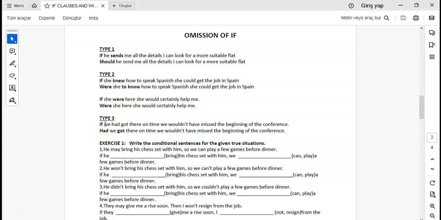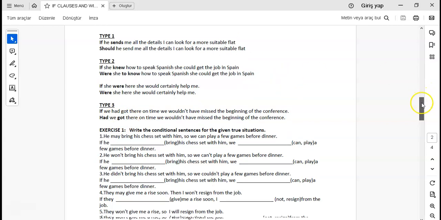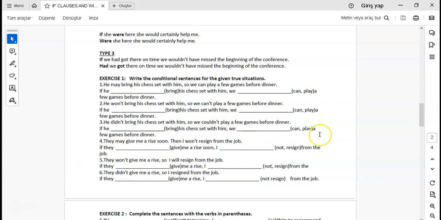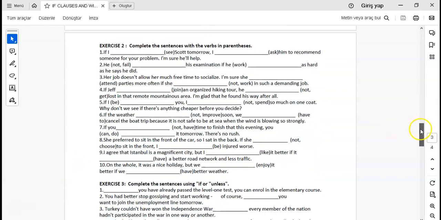And in type 3, you can use "if" plus "we" plus "had" plus verb 3 structure. Instead of that, you can use "had" instead of "if", and then you write the subject pronoun and then write the verb 3 form. And that's all about the if clauses. And now I'm going to move on with the wish clauses, my dear students.